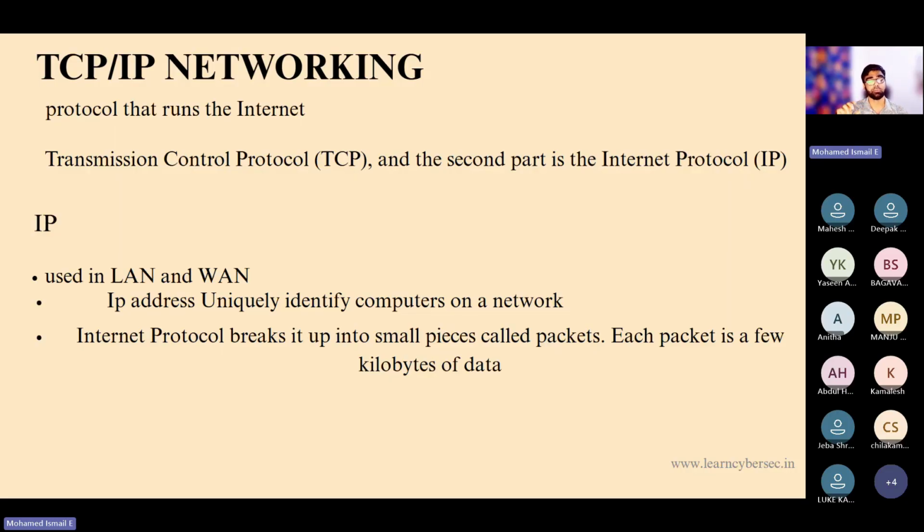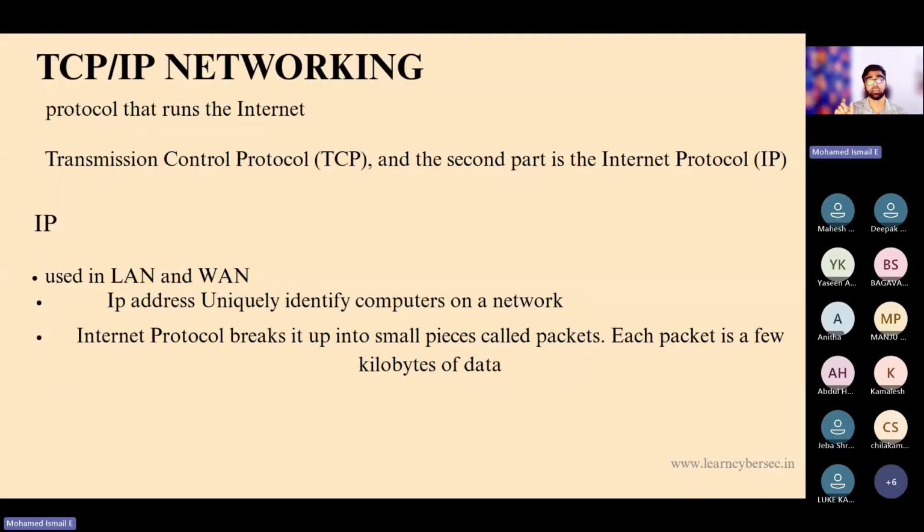IP addresses primarily uniquely identify computers on a network. Each system in your office or a college or university is assigned an IP address, and that IP address is unique to that particular device. If more than one computer holds the same IP address, that's where the conflict will happen. Let's say computer A and computer B hold the same IP address, 10.0.0.1. Then it may throw an error, IP conflict, because it must be unique to identify each device on the network. Next, Internet Protocol breaks data up into small pieces called packets.